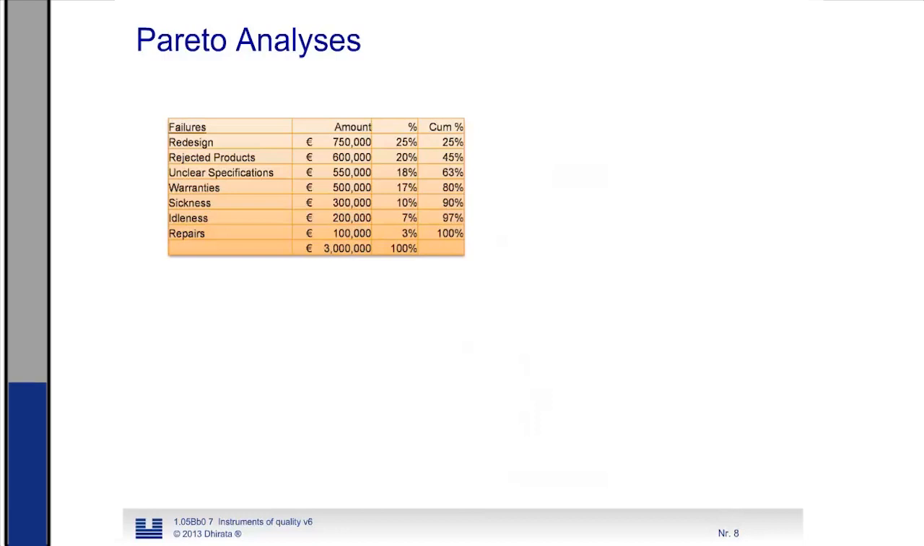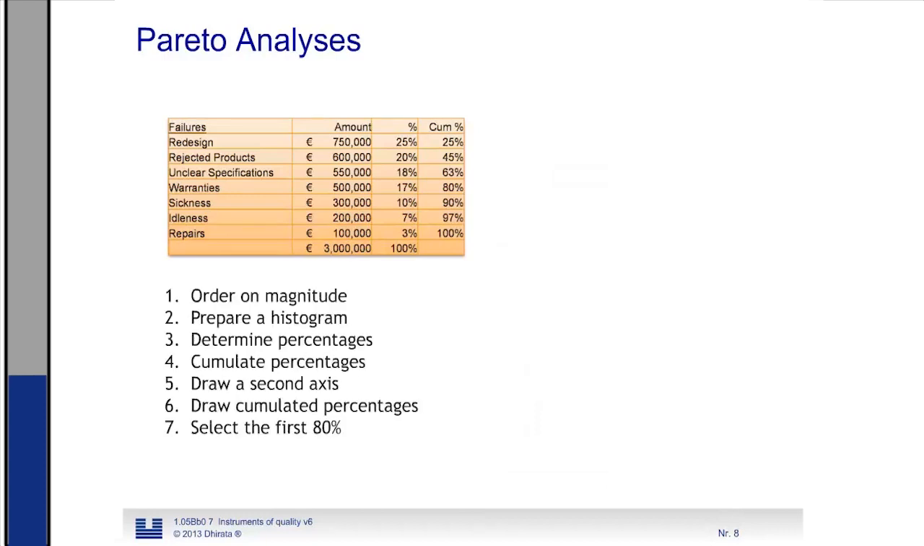The Pareto analysis is a way to prioritize problems. It works like this. You make a list of all the areas where there are errors, and you quantify these. Then you arrange this list from the highest to the lowest ranks so that those areas with the most impact in terms of finances are at the top of the list and those with the least impact at the bottom.